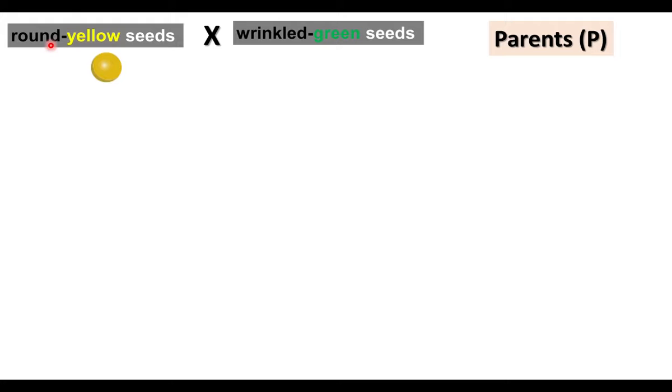Round is a dominant character, so capital R. Yellow is a dominant character, so the symbol for the gene is capital Y. Capital R and capital Y is the genotype of the round yellow parental plant. Here capital letters are used because this is a dominant character. What is a dominant character? The character that is most frequently seen. And this is wrinkled green. It is a recessive character, so small letters are used. So the genotype of this parental plant is small r, small y.